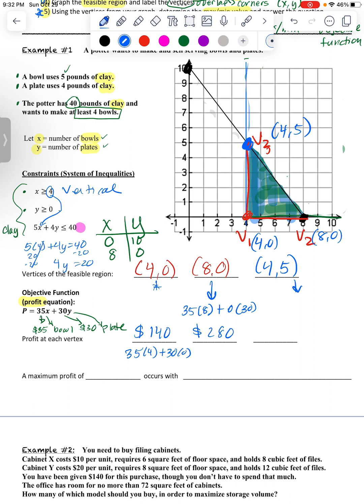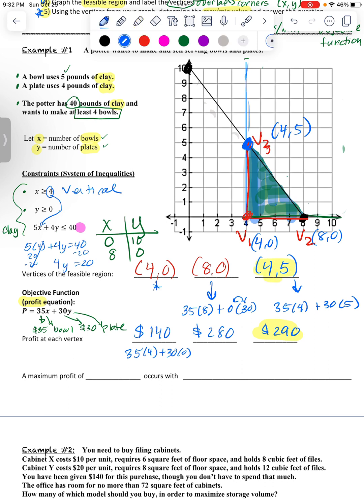Here I'm going to make a combination. I'm going to go ahead and make 4 bowls, and then I'm going to make 5 plates. Kind of flip-flop these, sorry, I hope that didn't confuse you. And when I put that through my computer or calculator, I get $290. And then I just look, since this is the biggest number, that combination maximizes my profit.